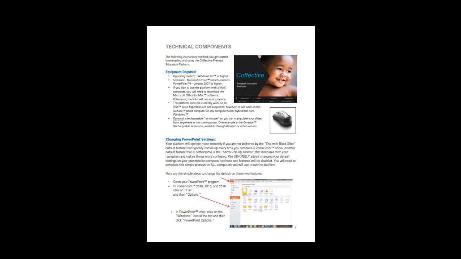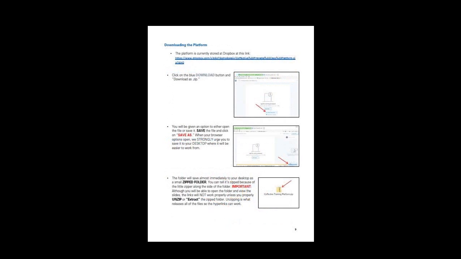For example, there are a couple of minor but very important changes you're going to need to make on the computer you'll be presenting from so that things will work properly. Your guide will actually walk you through the steps to make those very minor changes to your computer settings. Your guide also will teach you how to download it from the Coffective website so you know exactly where to find it, how to access the information, and what it's going to look like when you open up that folder so you'll know how to do that properly.